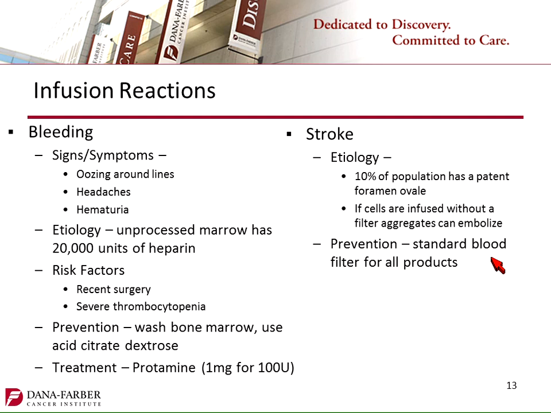To prevent it, you can wash the marrow or use a different type of anticoagulant. And if it occurs and you're worried that the patient is having a serious bleed, such as a head bleed, you can stop the cells and give them protamine to reverse the heparin.